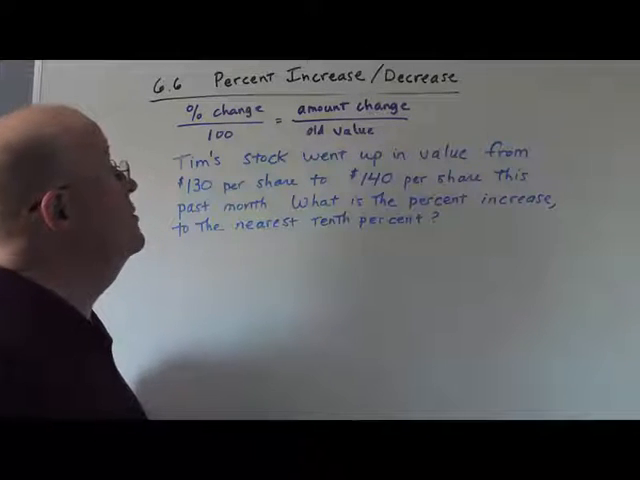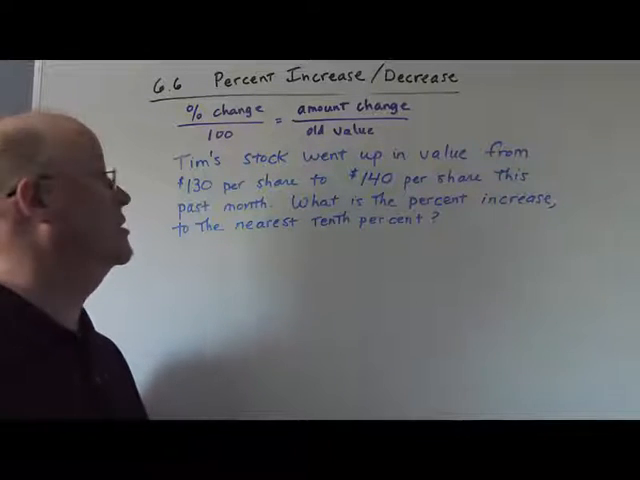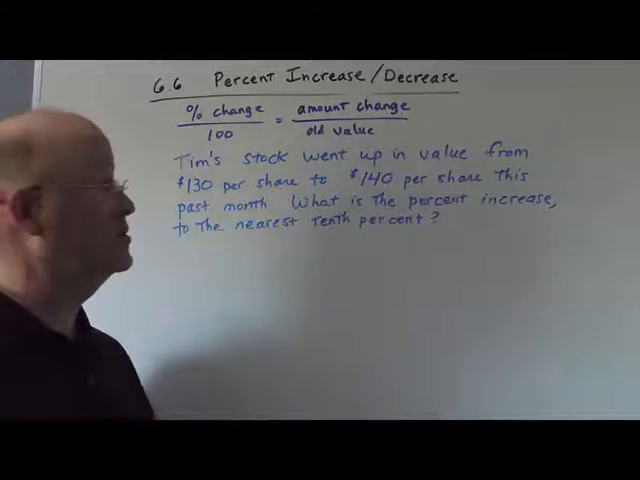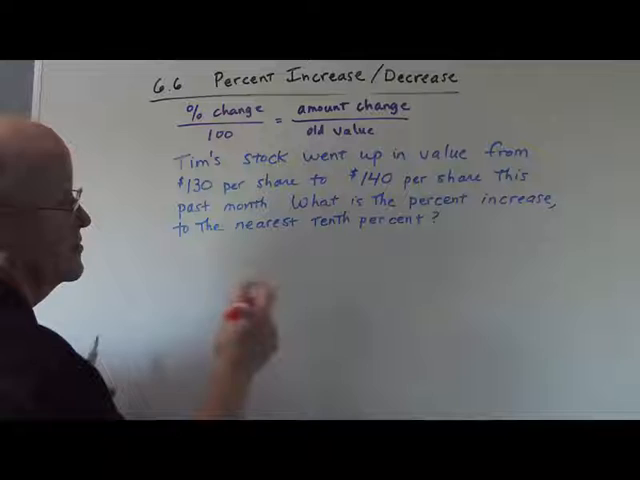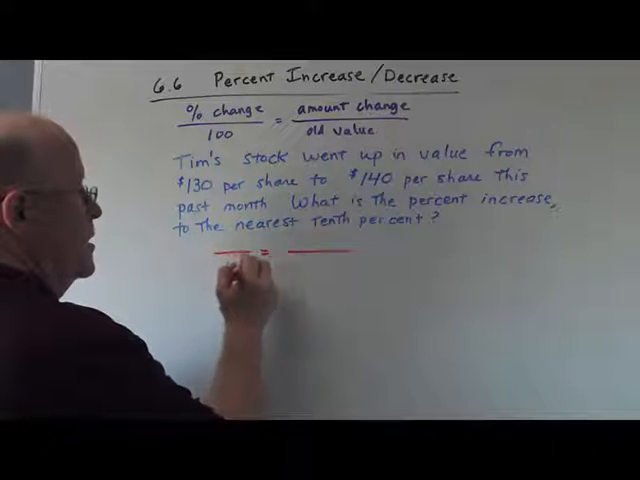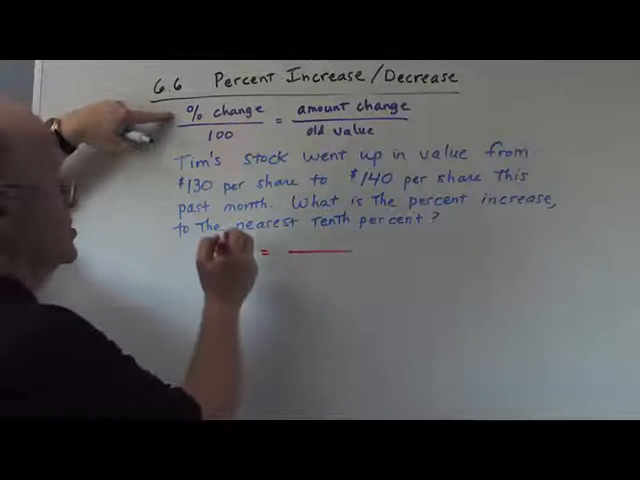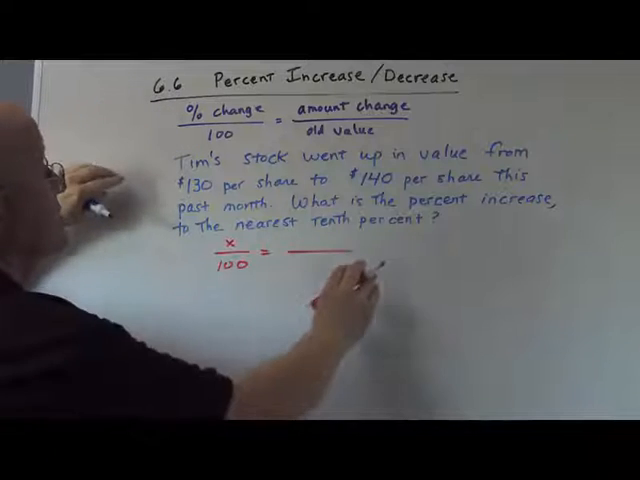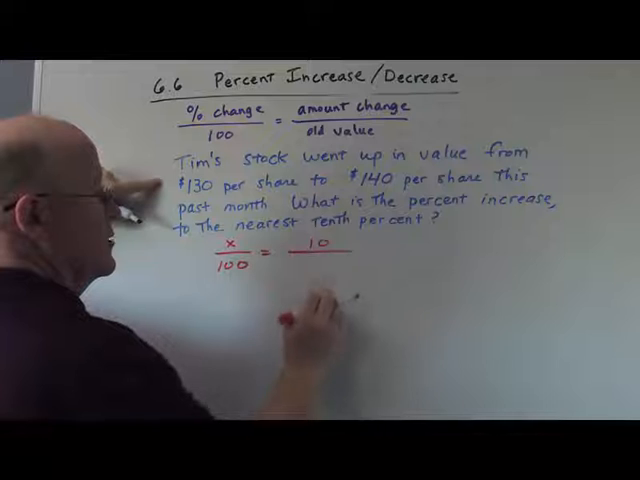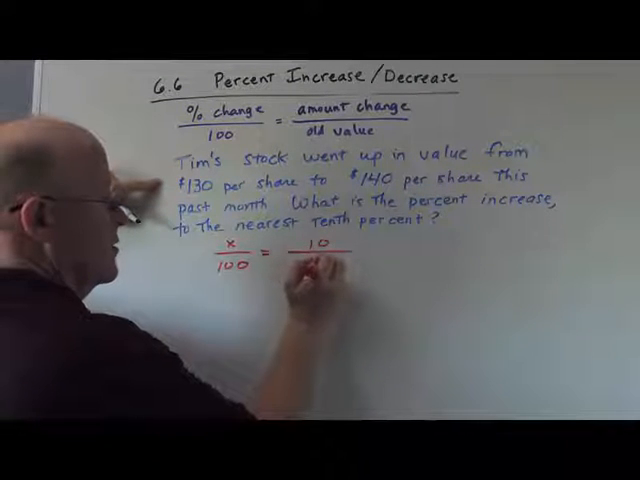Tim's stock went up in value from $130 per share to $140 per share this past month. What is the percent increase to the nearest tenth of a percent? Okay, let's figure this out. We need to set up this proportion. What is the percent increase? We're missing this percent change. Now, what was the amount of change? Well, 130 to 140 is a $10 increase out of the old value, which was 130 before it went up.